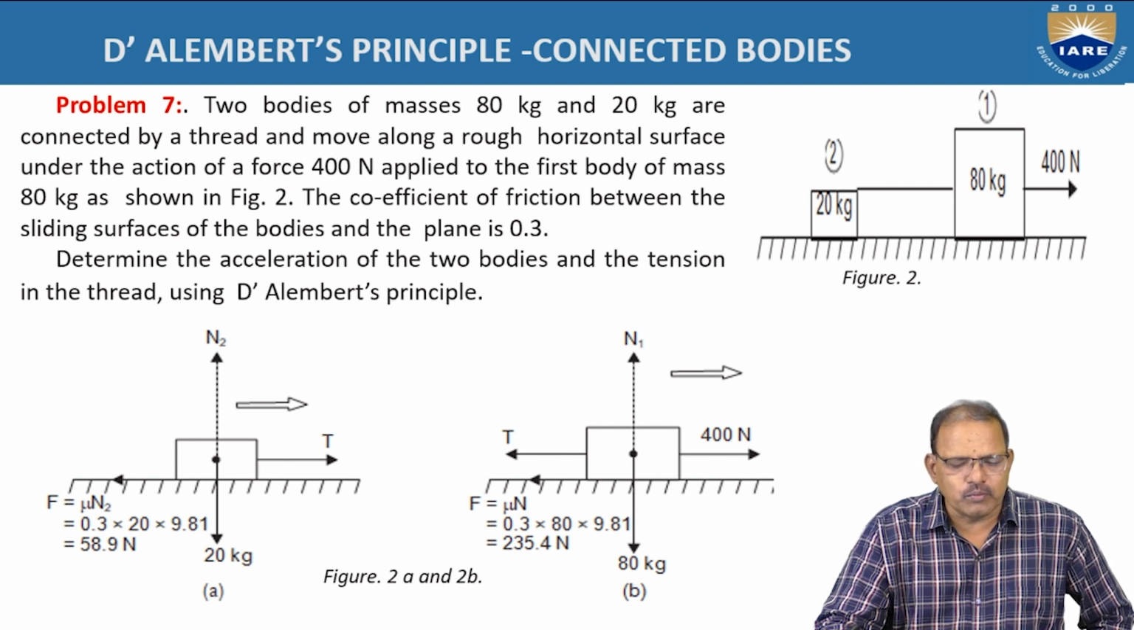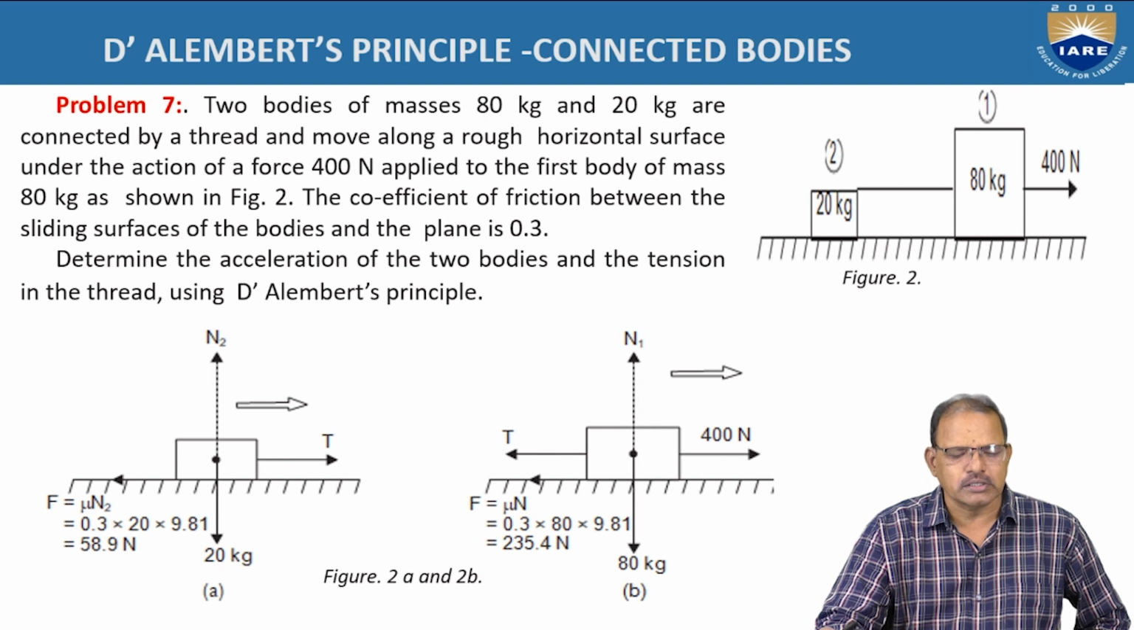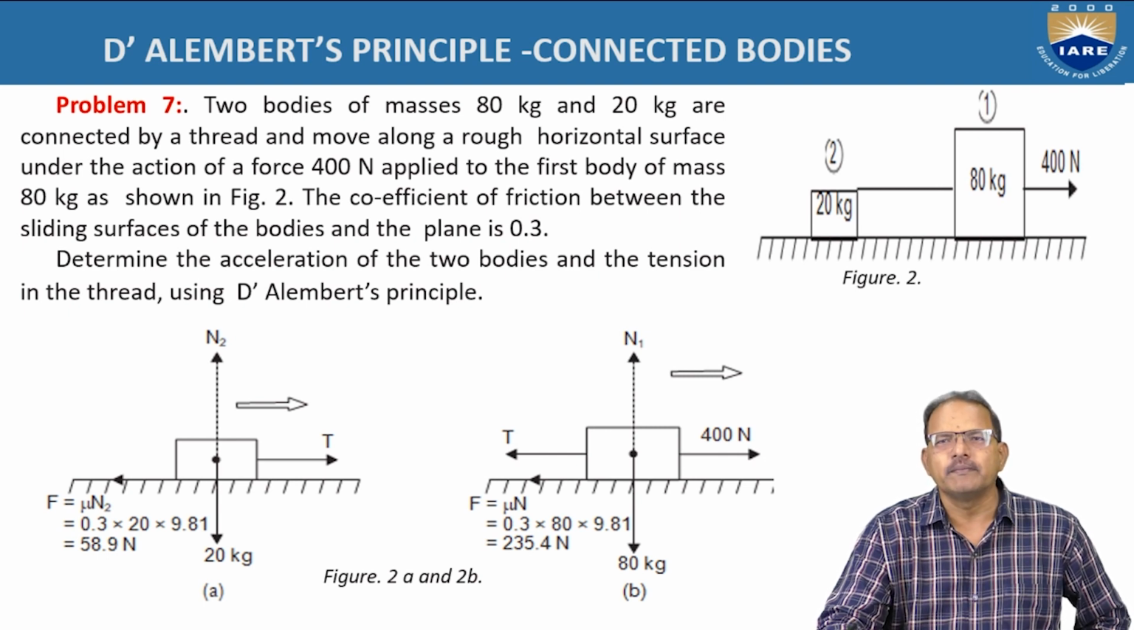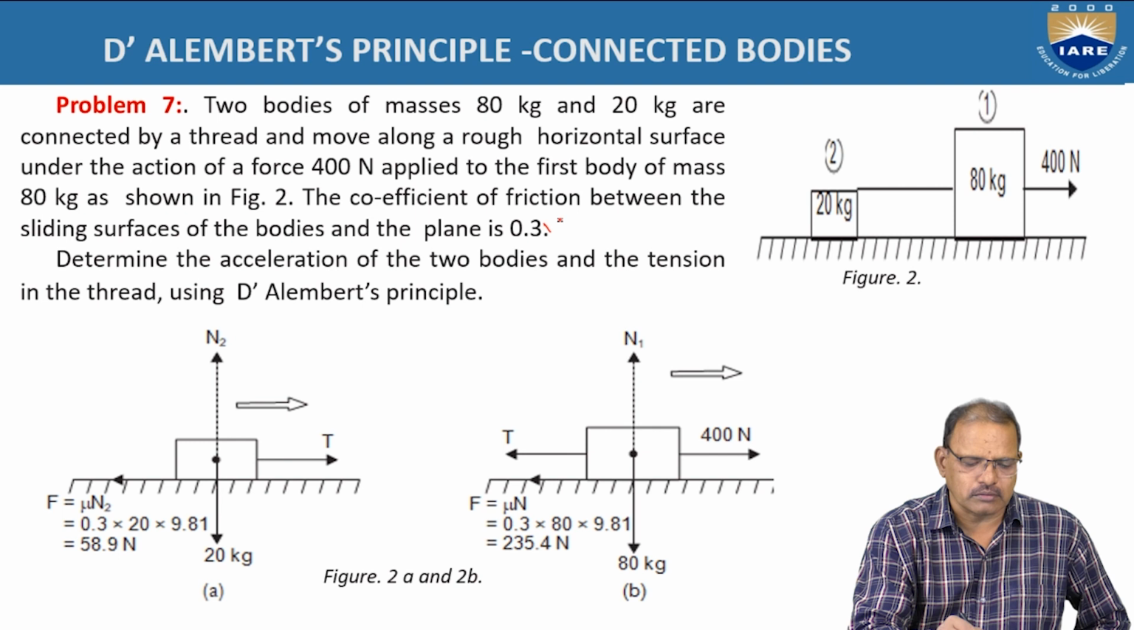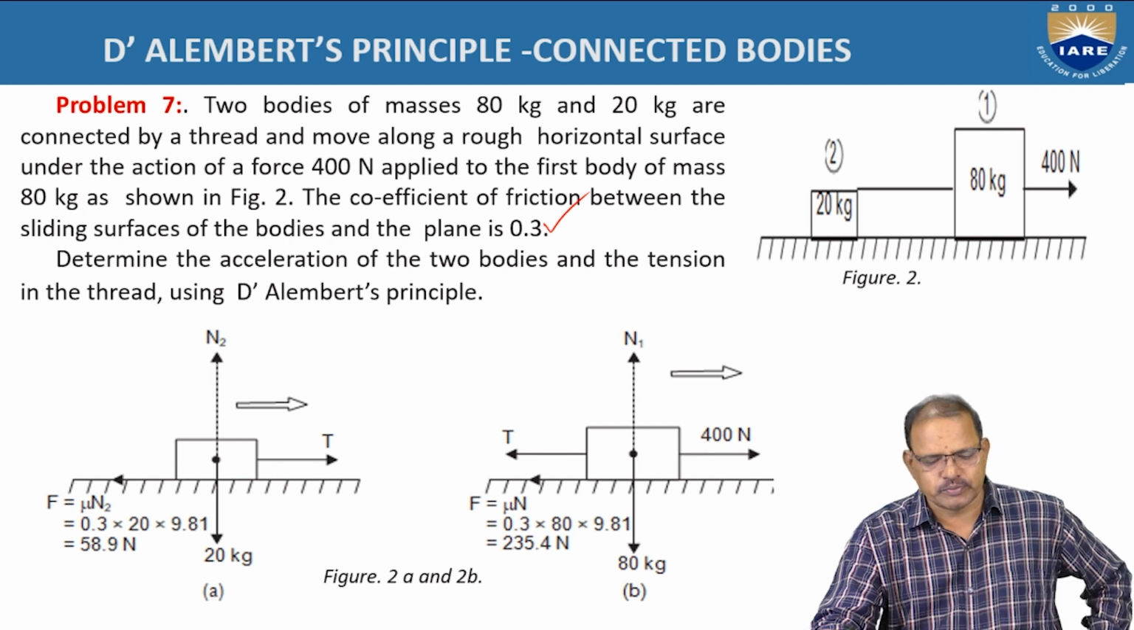Here the problem is: two bodies of masses 80 kg and 20 kg are connected by a thread and move along a rough horizontal surface under the action of a force of 400 newtons applied to the first body of mass 80 kg, as shown in the figure. The coefficient of friction between the sliding surfaces of the bodies and the plane is 0.3. Determine the acceleration of the two bodies and the tension in the thread by using D'Alembert's principle.